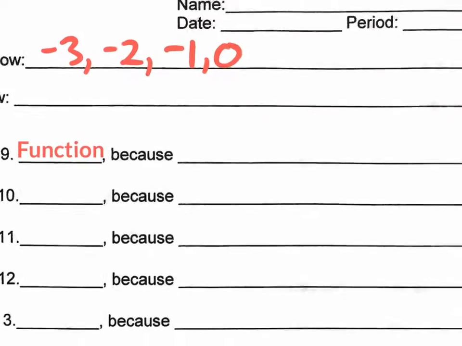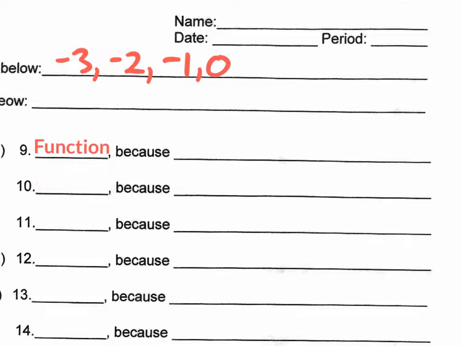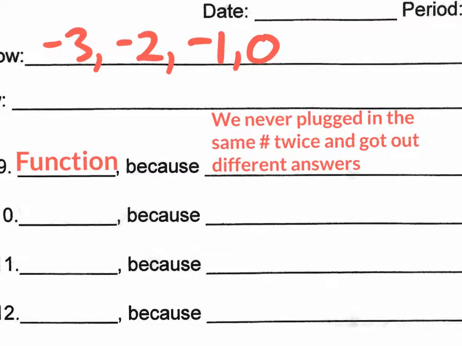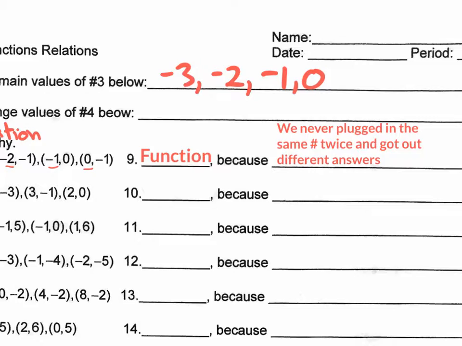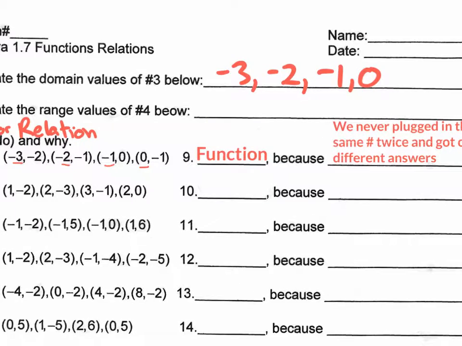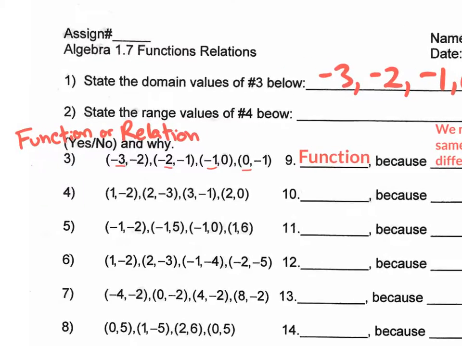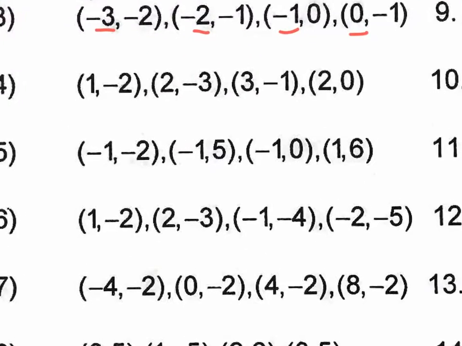And why? Because we never plugged in the same number twice and got out different answers. I mean, or you could have also said for each input there's exactly one output. Let's go to number 5. Is that a function or a relation?